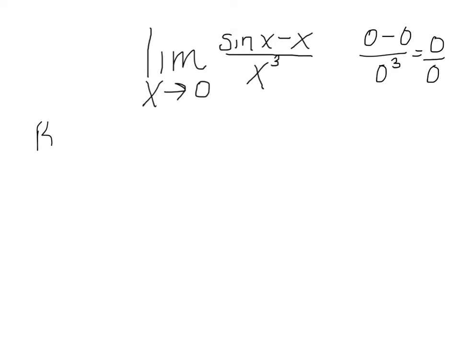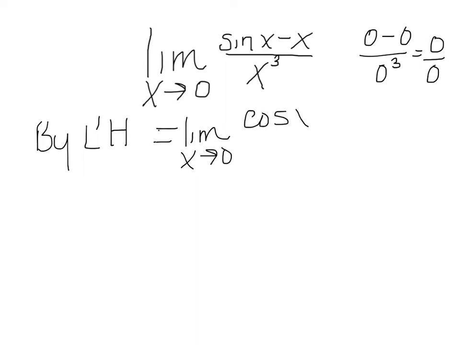So by L'Hopital's rule, we know that this limit is equal to the limit as x goes to 0. We take the derivative of the top, which would be cosine of x minus 1, over the derivative of the bottom, which would be 3x squared.